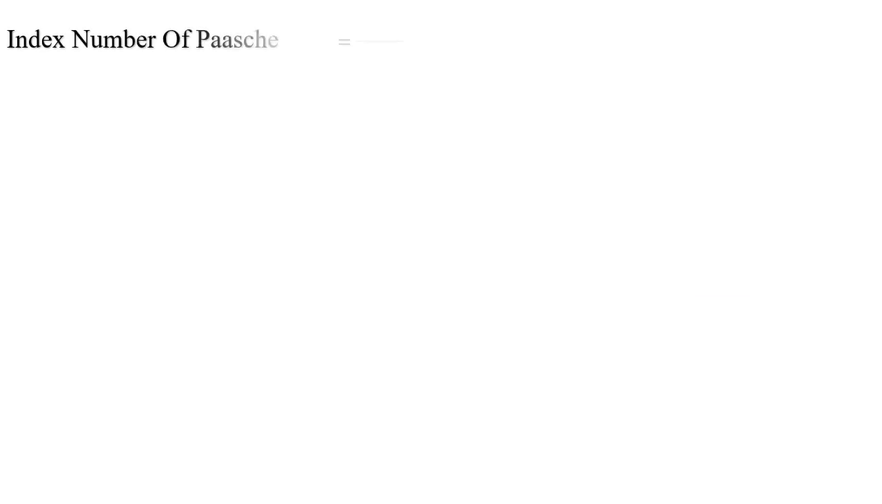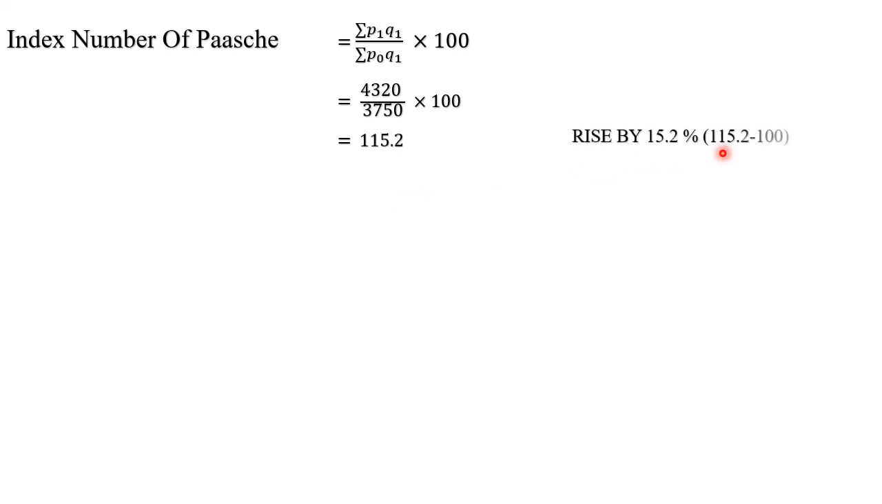Index number of Paasche, that is P1 Q1 upon P0 Q1 into 100. I think we already have values for that. That is 4320 upon 3750 into 100. So 115.2. So the rise by 15.2%, that is 115.2 minus 100.